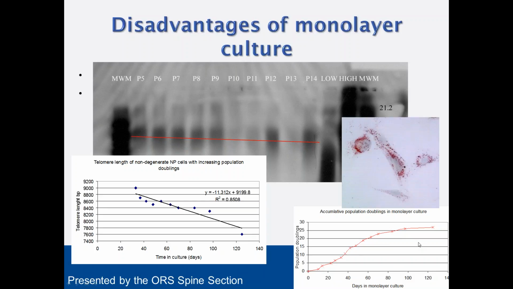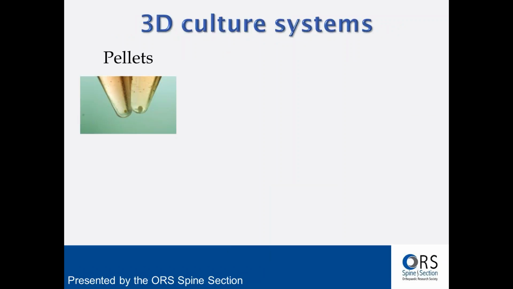And even more interesting, what these cells actually turn into is they start to become adipogenic. So they start to produce little fat particles. So that's really not what we want if we want to mimic the nucleus pulposus cells. So what we can do is put them into what we call 3D culture systems.